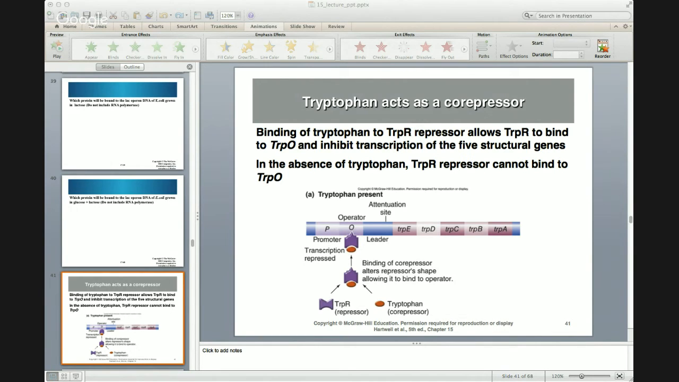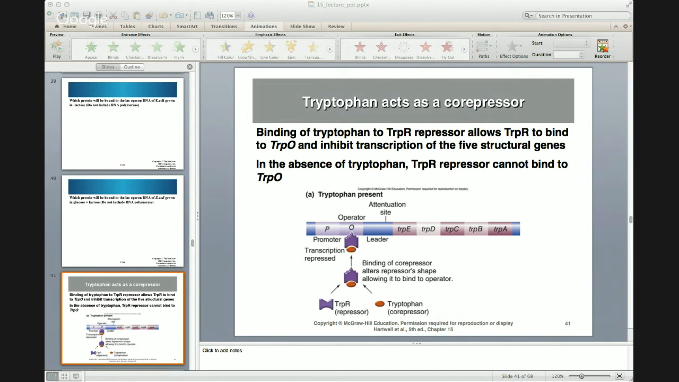So with these anabolic operons, the end product, which is tryptophan, acts as a co-repressor of the operon. So in addition to having a repressor that binds the operator site, the end product, which is tryptophan, acts as a co-repressor of the operon. So how does that work? It shows you here in this figure, you see the promoter, operator site, your leader sequence. Tryptophan acts as a co-repressor to the repressor of the operon. The repressor of the operon is known as TrpR.